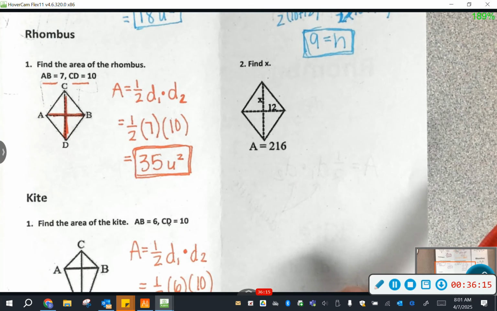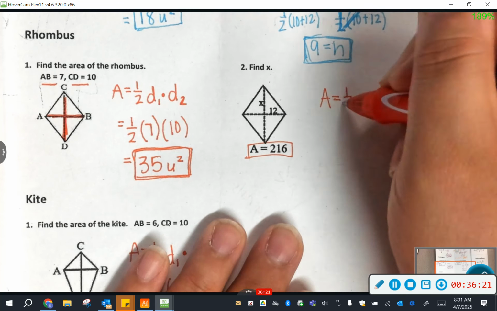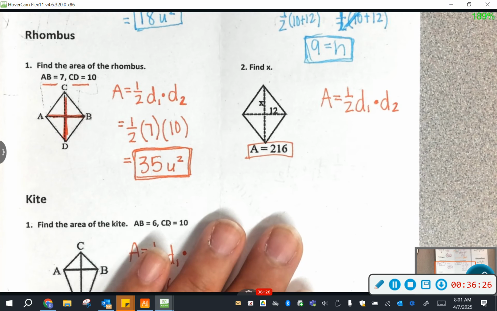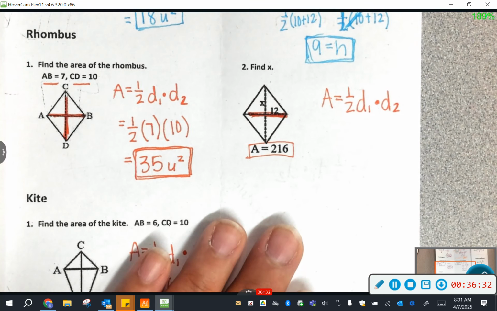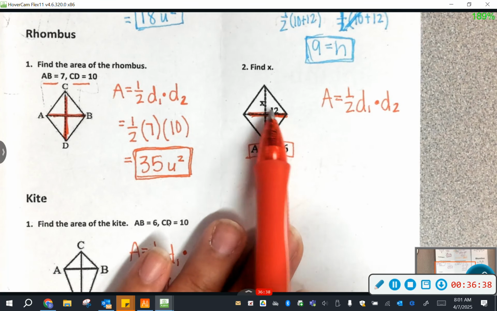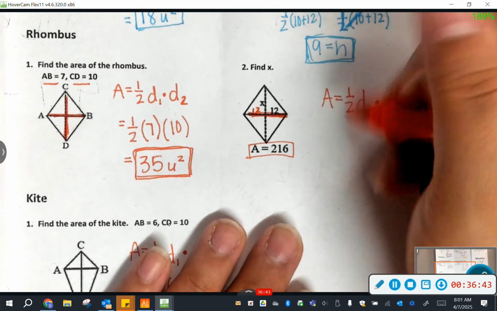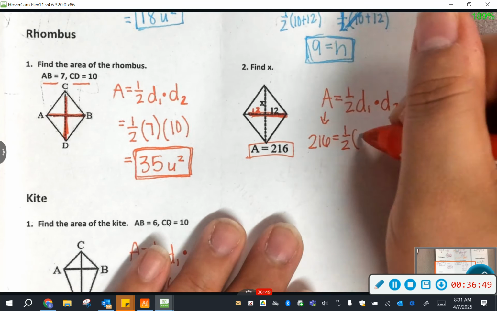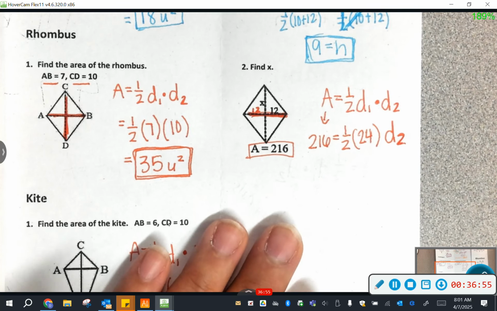Be careful on this. It gives us the area. So area equals 1/2 D1 times D2. What is this diagonal right here? Why 24? Do y'all see how this side is 12? What's this side going to be? 12. Write that down. What is 12 plus 12? 24. So I know the area is 216. 1/2. 24 is the diagonal.